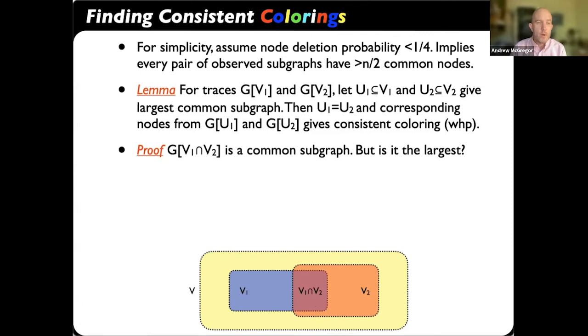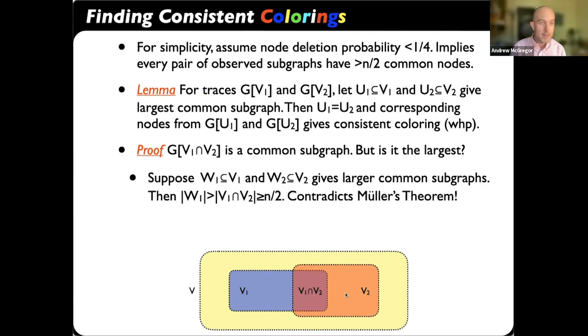Okay. So proof, or proof sketch if you like. I guess it's a proof sketch. This is the closest I'm going to get to Ronit's claim that I'm going to talk about streaming. The induced subgraph on V1 intersection V2 is indeed a common subgraph of V1 and V2. But is it the largest? Well, this is where Muller's theorem is going to come in.